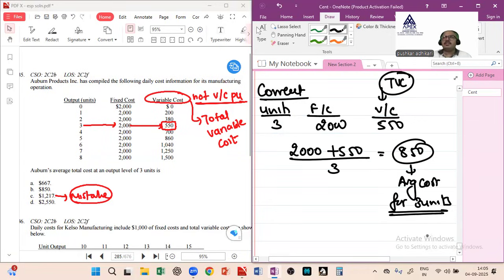Please try to understand this. This is my average cost for 3 units, and hence my answer comes to be 850. What is my answer? 850.